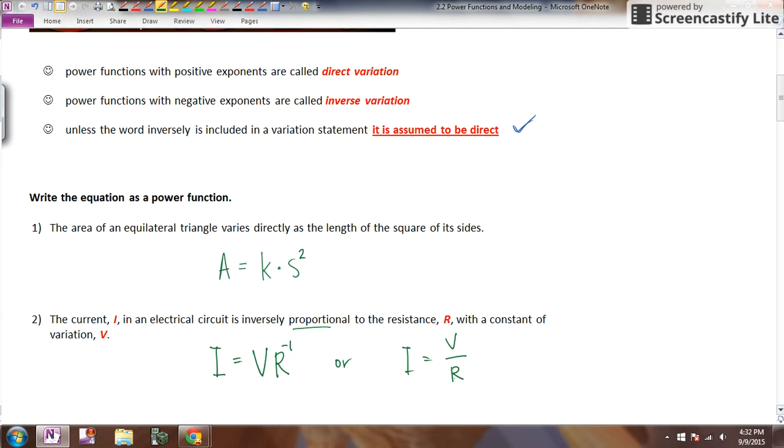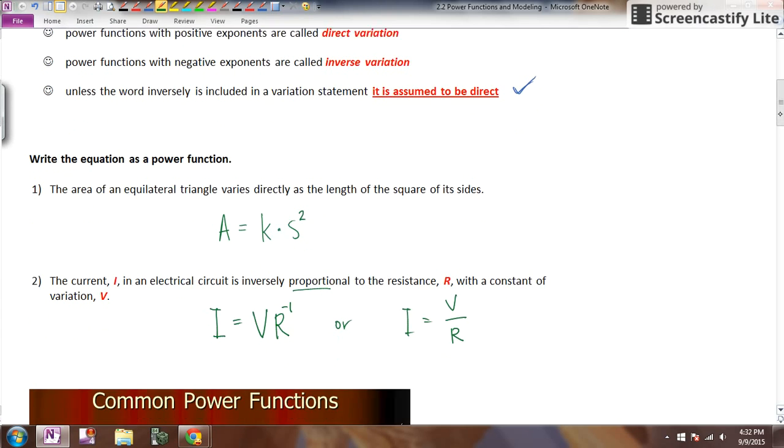So that is how I rewrite English into math. And you should be able to go the other way. You should be able to say in number one that the area of something is a direct variation of the side squared. So you should be able to go back and forth.